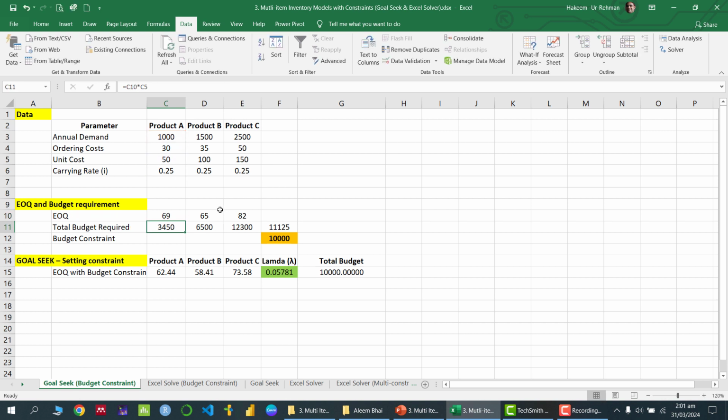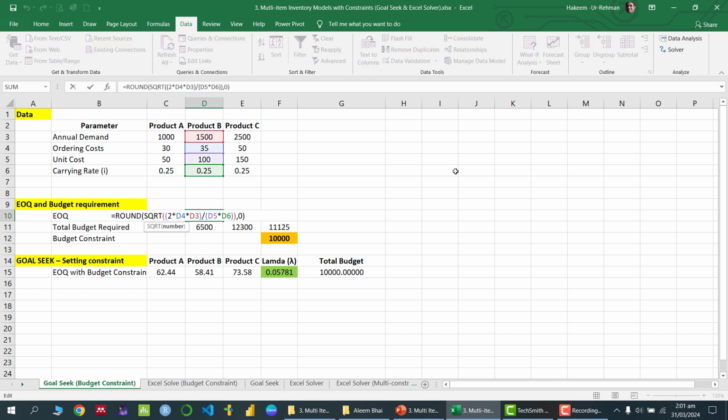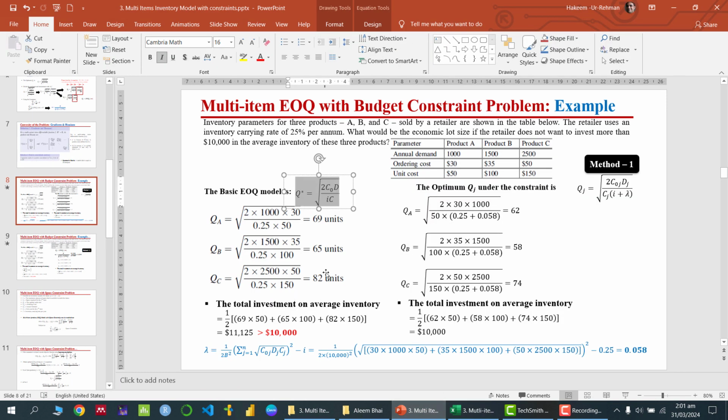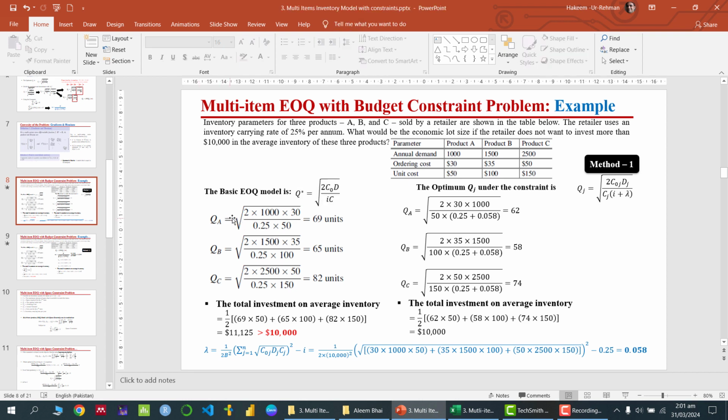The same is the case for product B, and the same is the case for product C. And then we are going to calculate the total budget required. As you can see, we can find the total budget as the unit cost multiplied by the order quantity of that product.